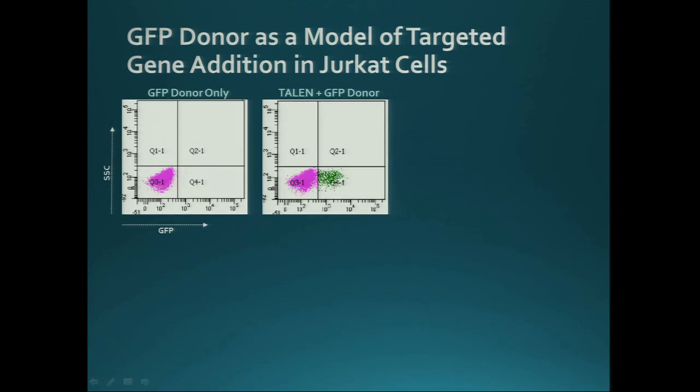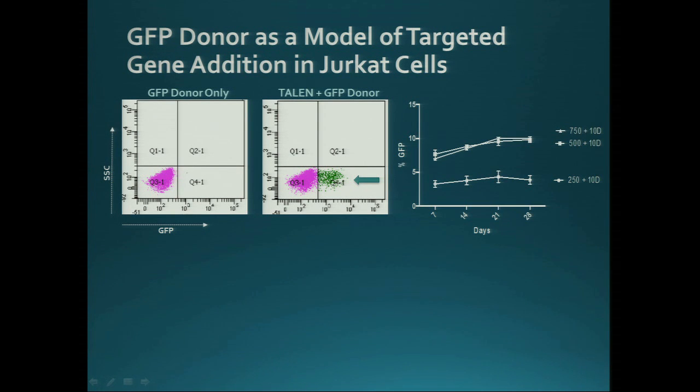As you can see here on the left, when cells are treated with just the GFP donor, we do not see any GFP expression, which is on the x-axis. However, on the right, when cells are treated with both TALEN and a GFP donor, we see the presence of a clearly GFP-positive population. When we track the expression of GFP over time, we see that its expression is consistent for weeks after electroporation, indicating that a permanent change in the genome has occurred.